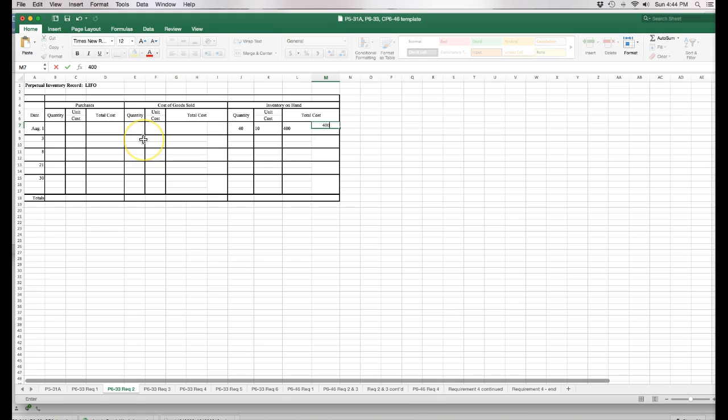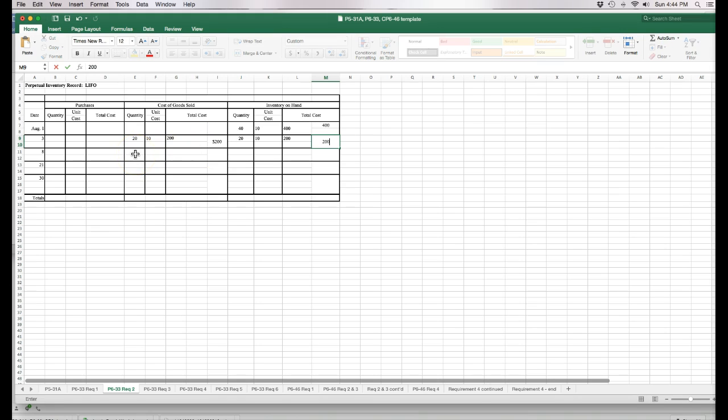On August 3rd, we sold some of those units. We sold 20 of those units. They were at $10, for a total cost of $200. So we can see in this example that it didn't make any difference whether we're using FIFO or LIFO because we only have on hand 40 units at the same unit cost of $10. That's what we have on hand. So we sold 20 of those 40, and now on hand we have 20 units at $10 for $200.